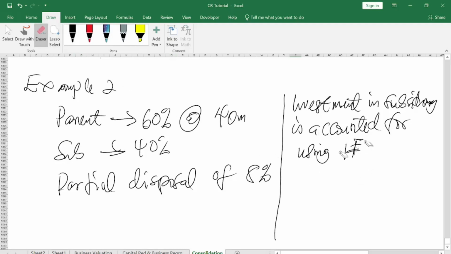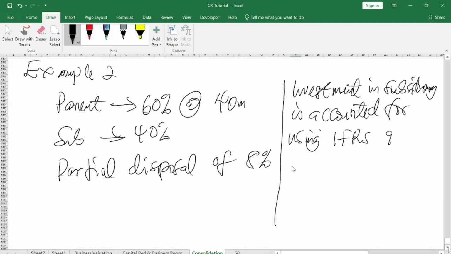You understand the statement? You see, using IFRS 9. What this means is that when the parent buys a subsidiary, you will have the parent's share and the NCI. So in their percentage, if this one is 60%, this one is 40%. Now the parent will consolidate the NCI.